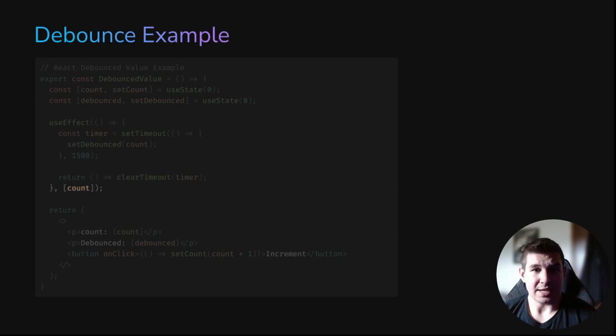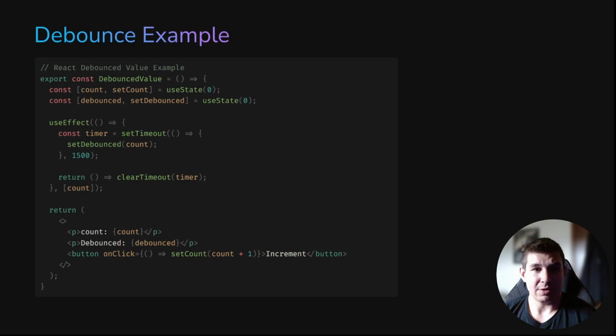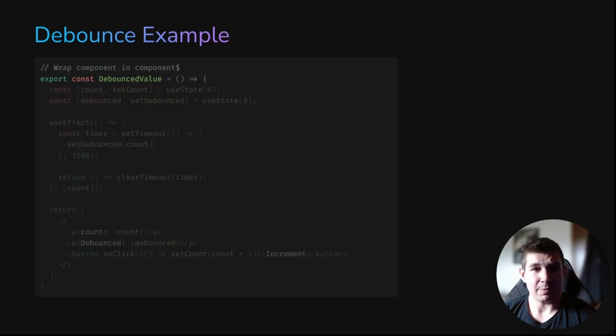The useEffect hook takes in a dependency array, which it uses to track when to fire the code inside the useEffect again. Here, we are rendering out the real-time value of count, and this line renders out the value of the debounced value. Lastly, we have a button that increments the value of count. So here again is the full React component. So let's start making this the Qwik equivalent.